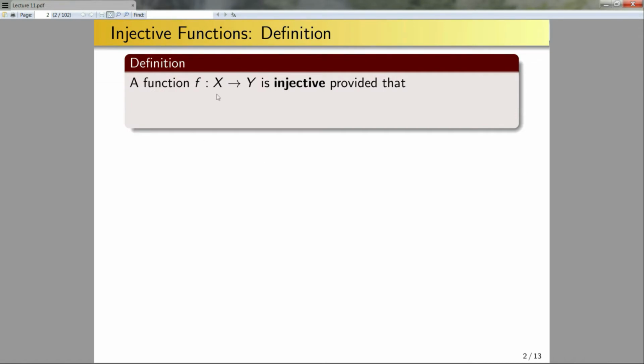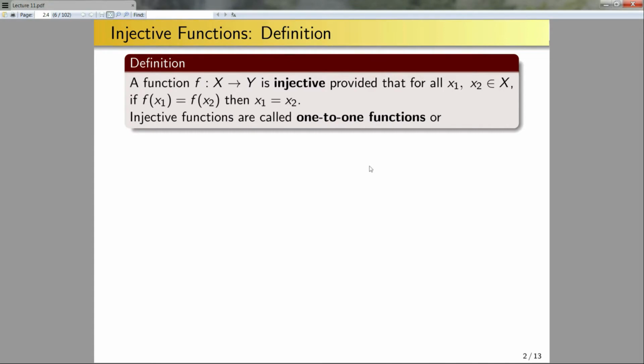A function f mapping from X to Y is injective provided that for all values x1 and x2 in X, so any two values in the domain, if f of x1 is equal to f of x2, then x1 is equal to x2. Some more terminology: injective functions are often called one-to-one functions or injections.